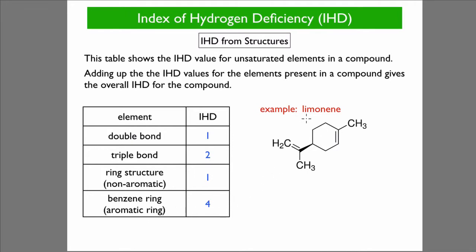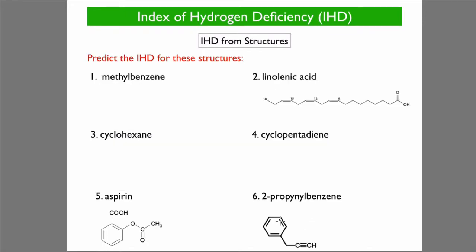So if we look at limonene here, you can see it's got 1 double bond, it's got another double bond, so 2 double bonds and 1 ring structure. Okay, so 2 double bonds plus 1 ring is 1 plus 1 plus 1, which gives us 3. So it would have an IHD value of 3. Have a go at the IHD for these structures. Press pause and go through them.